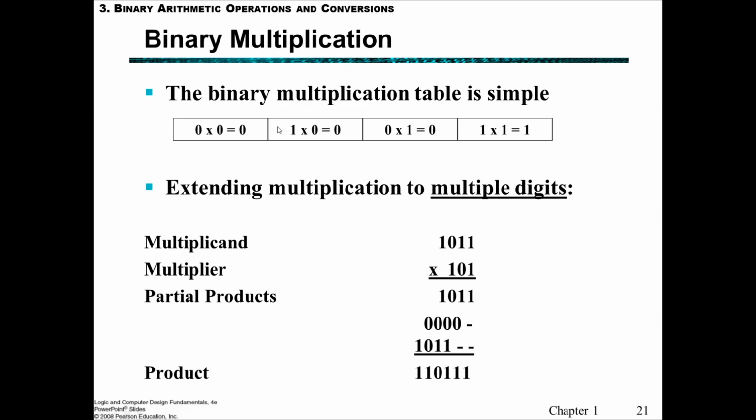So for binary multiplication, it's simple. It's the same as what you'd be familiar with. 0 multiplied by 0 giving 0, 1 multiplied by 0 giving 0, 0 multiplied by 1 giving 0, and 1 multiplied by 1 giving 1. So if we extend that multiplication into multiple digits, we have the multiplicand on the top and the multiplier underneath, and then we use partial products in order to work out the products for each of the digits of the multiplier, and then we're going to simply add them together to give what we're going to call the product.